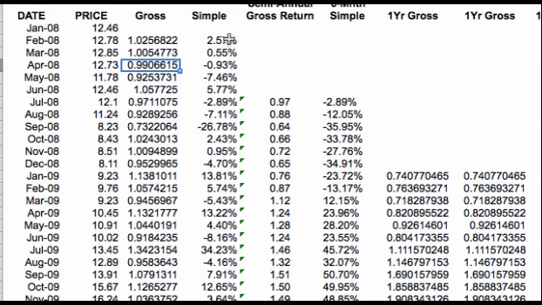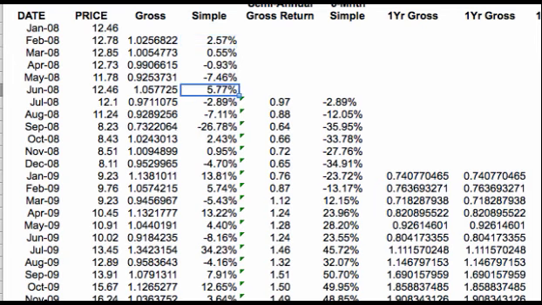Now to find the simple returns, or net returns, we just subtract 1 from the gross return. So 1.025 minus 1 gives us 2.57%. Okay, this column is obviously formatted for percentage. So that's it, gross and simple monthly returns.